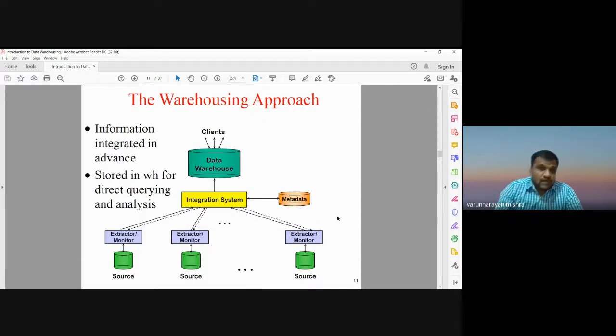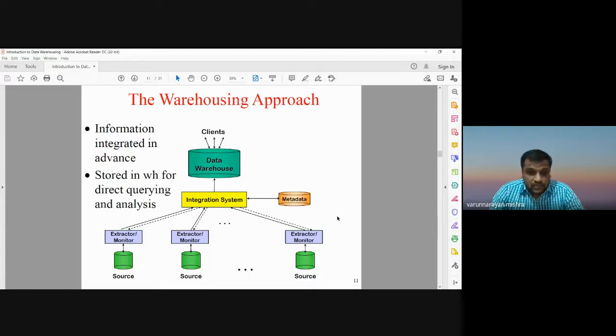So what does this data warehouse do? What is the utilization of the warehouse approach? The information is integrated in advance, before the use of that information. It is stored in a way that allows direct query and analysis.